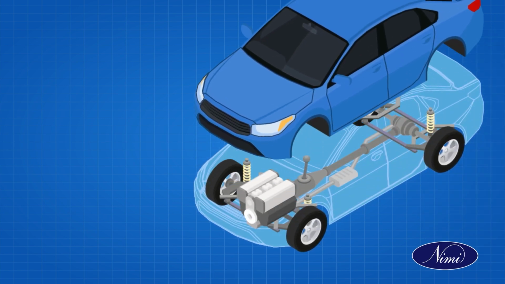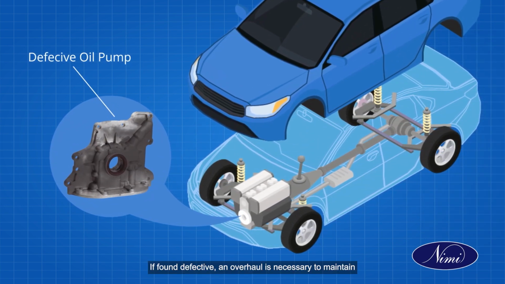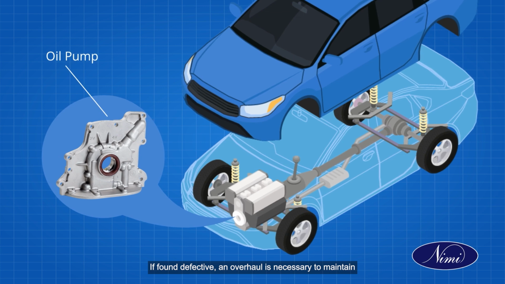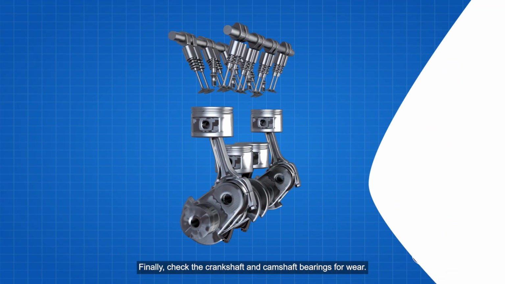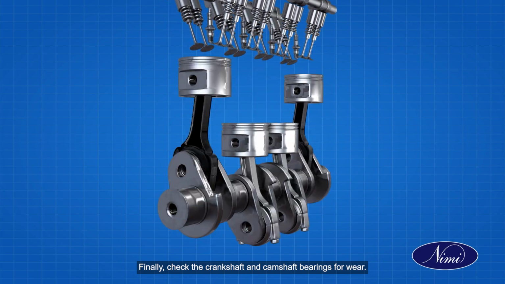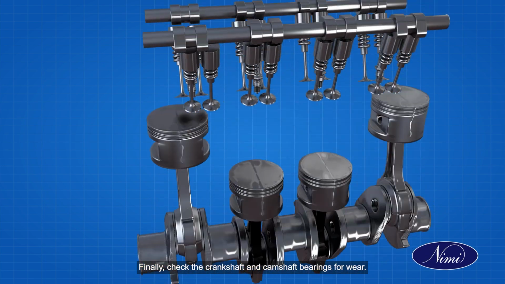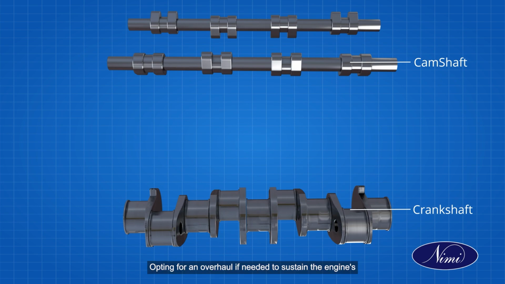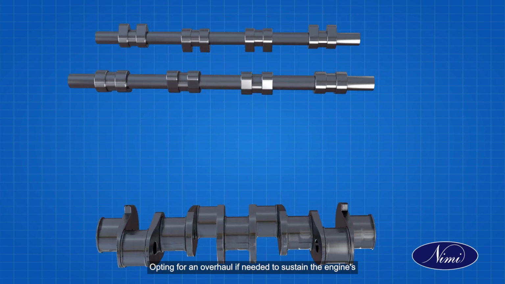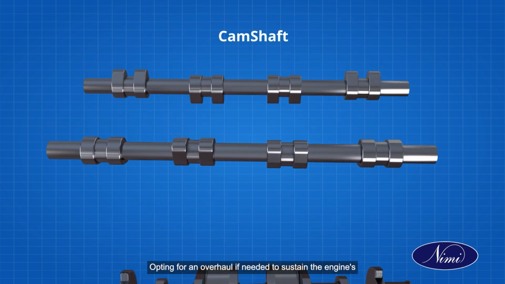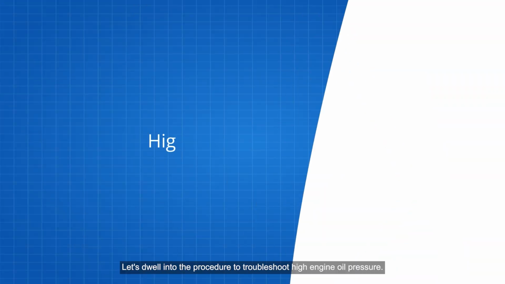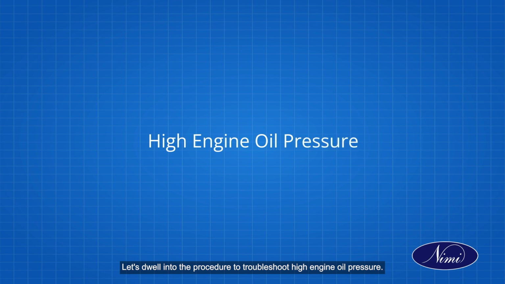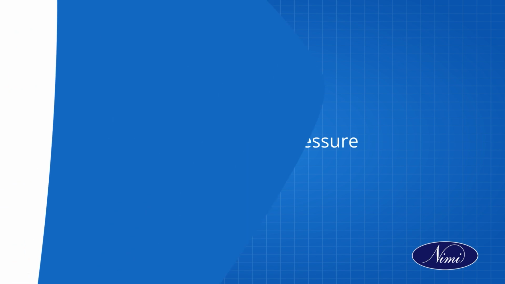Assess the oil pump. If found defective, an overhaul is necessary to maintain consistent oil circulation. Finally, check the crankshaft and camshaft bearings for wear, opting for an overhaul if needed to sustain the engine's efficiency and longevity. Let's delve into the procedure to troubleshoot high engine oil pressure.